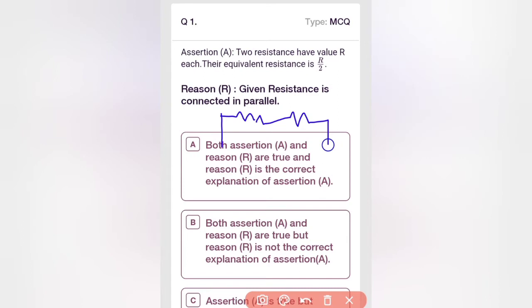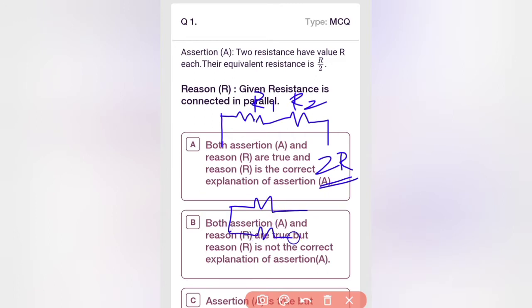So if we connect them in series, the total resistance is going to be R1 plus R2, which means it is 2R. Okay, total resistance is going to be 2R. No. So then it must be a parallel connection.